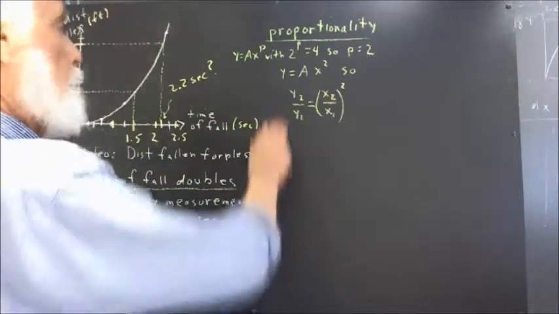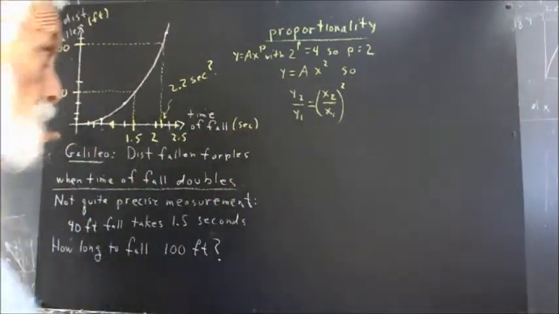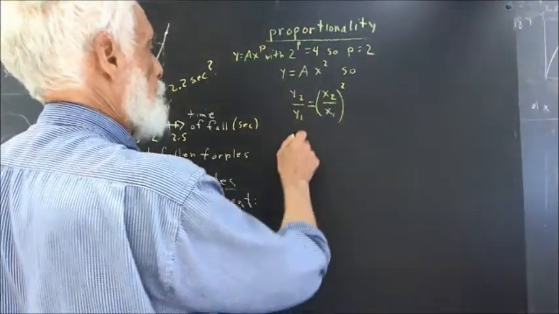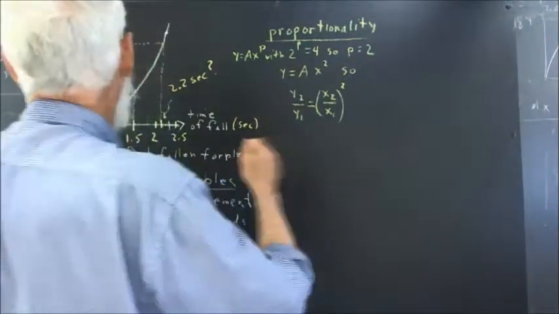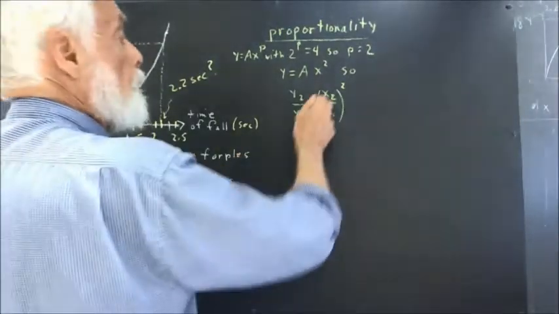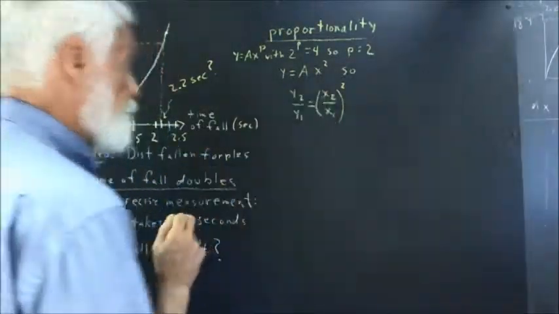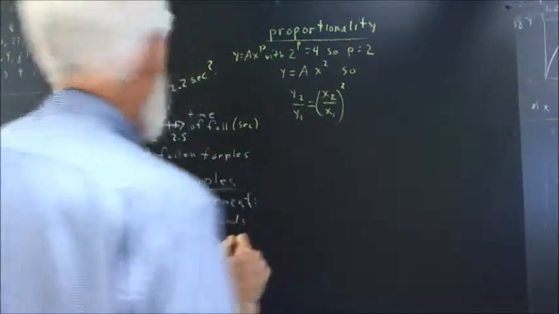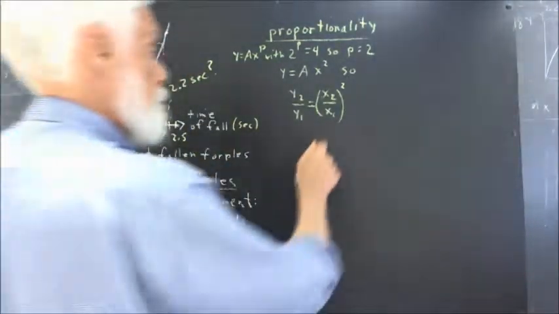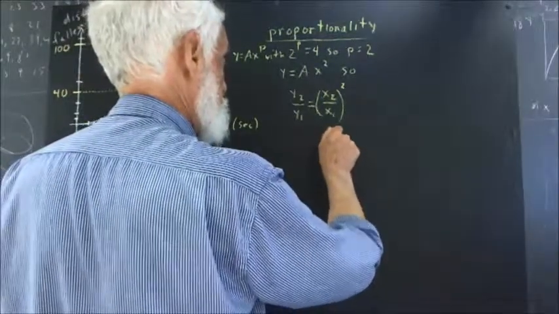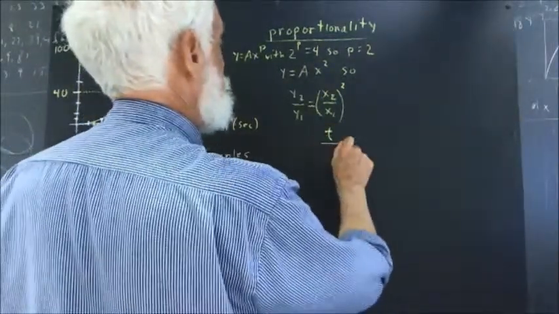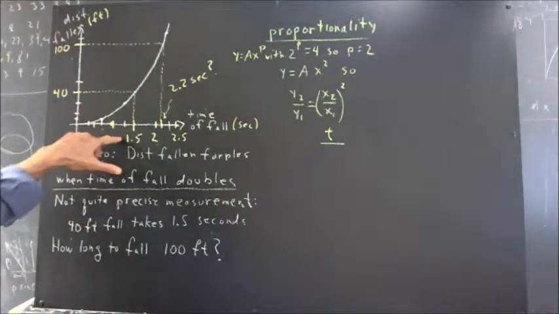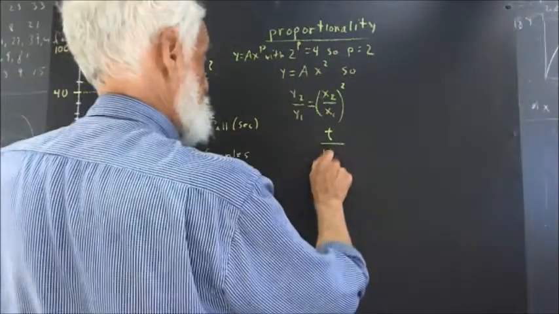Okay, now y2 and y1 are our two distances, so let's let y2 be the, well, we know the two distances. Okay, let's let x2 be the unknown time, so that x2, and I'm going to call that t for time, over x1, which is the 1.5 seconds.